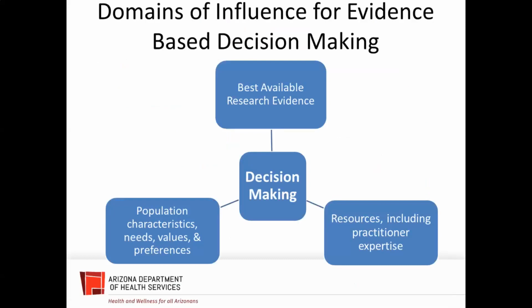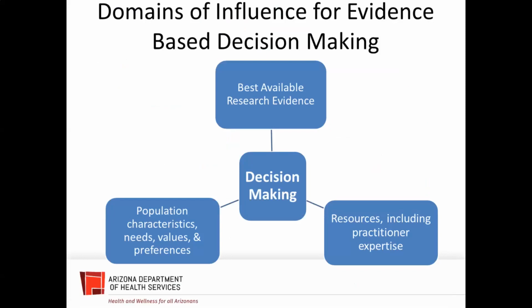The domains of influence for evidence-based decision-making also include, up top, the best available research evidence. So in my very simple example of my green sweater, at the time of my decision, my question was, which color sweater should I wear? My best available research at that time was the three days prior that I had worn it.